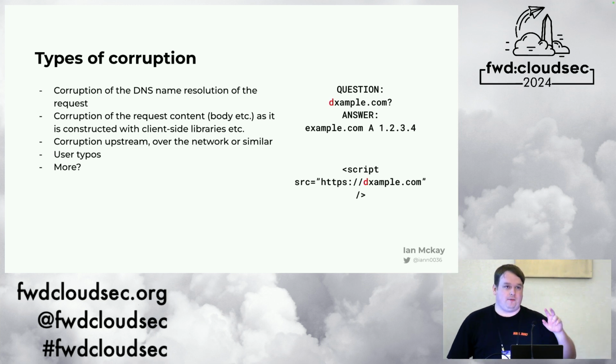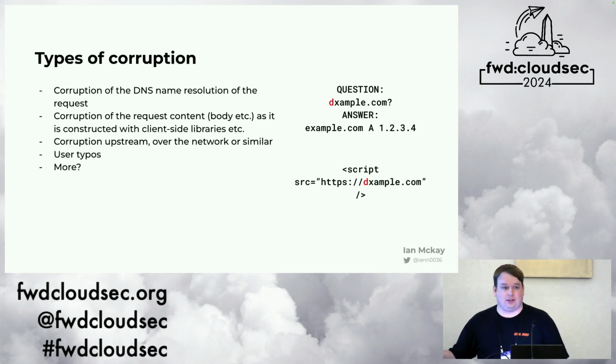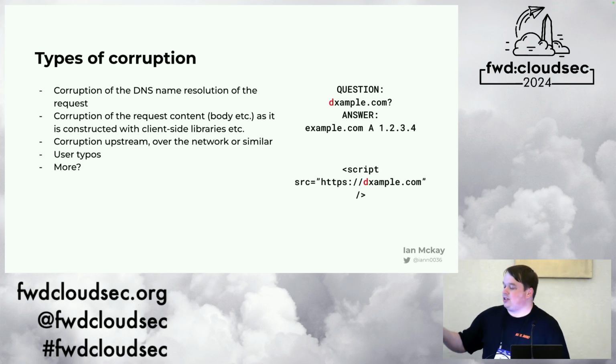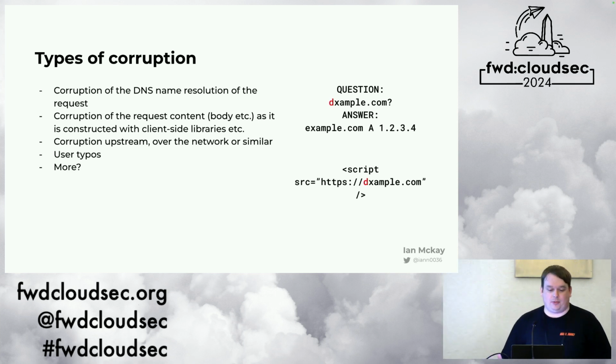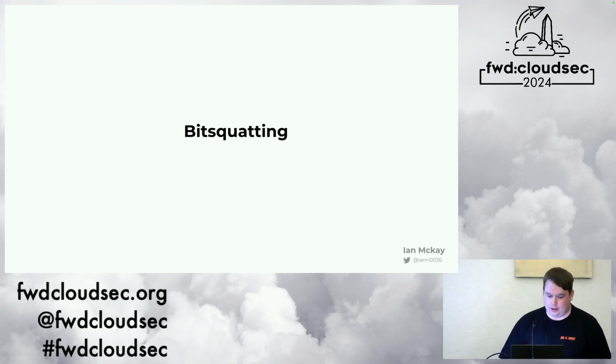Now these are 2 very different ways of interacting, because the first will simply fail in the event of a TLS or SSL certificate. The second, as you might have guessed, uses the TLS SSL certificate of the dexample.com website. There are also a number of different types of corruptions other than this, such as over the network, user typos, and a bunch of others, but they're less common.